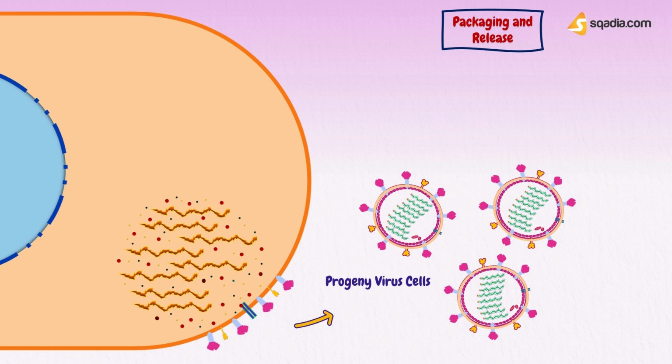Influenza virus, hepatitis delta virus, and retroviruses are the only RNA viruses that have an important stage of their replication that takes place in the nucleus.